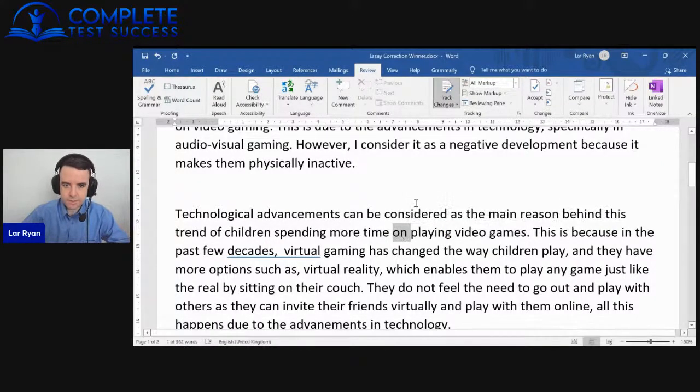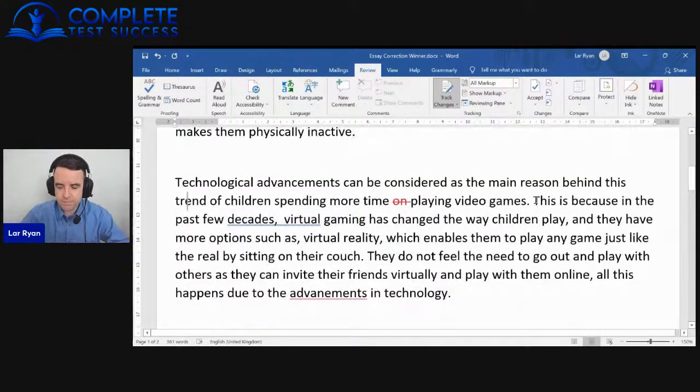So we'll just delete that. Okay, so then we want more development. So we need an explanation. This is because in the past few decades, so there's two spaces there, virtual gaming has changed the way children play, and they have more options such as virtual reality, which enables them to play any game just like the real. So there's a problem with that, the real.